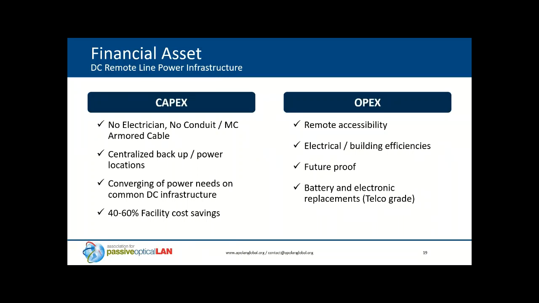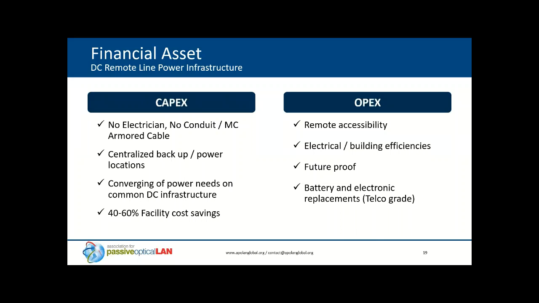So when we get into it, separating it, obviously a lot of infrastructure that is rolled out can either be sold as a CapEx or OpEx. There's a lot of value with passive optical LAN in general with both, and there's a lot of value in DC remote line power with both. So having these assets, I mean, we look at fiber being an asset. Well, power can also be an asset for your network, especially when you're comparing apples to apples of the true facility, understanding the costs that are associated.